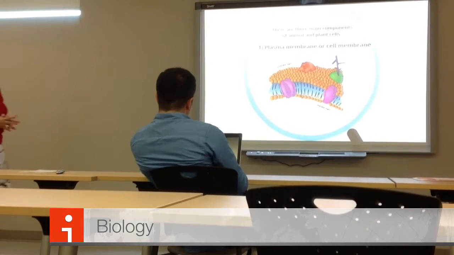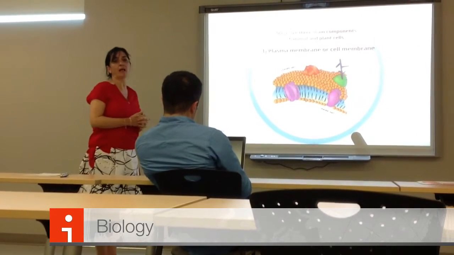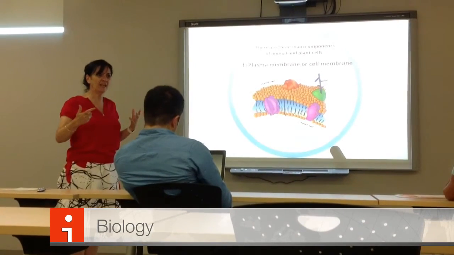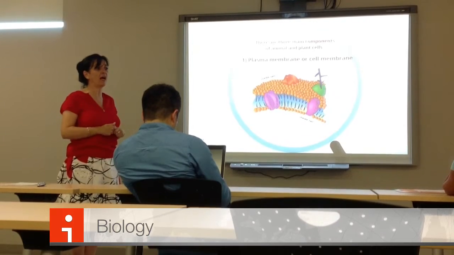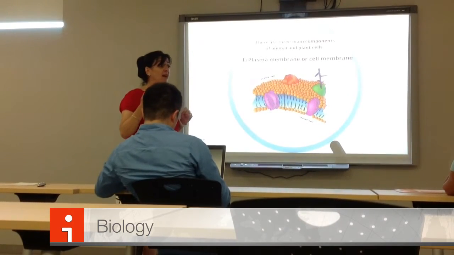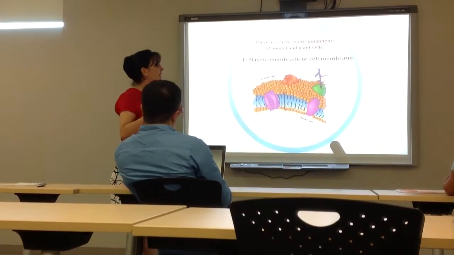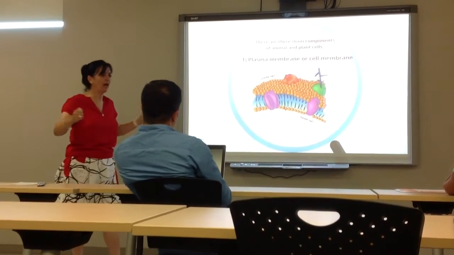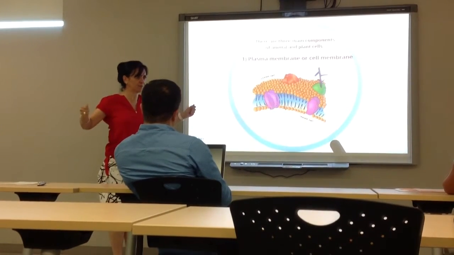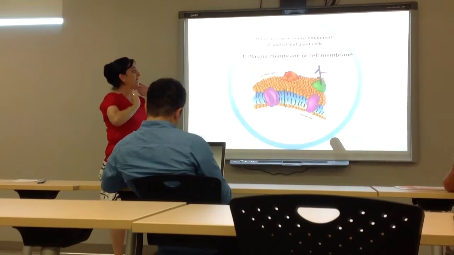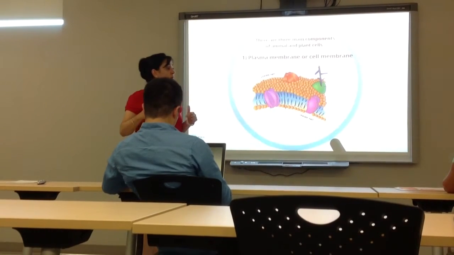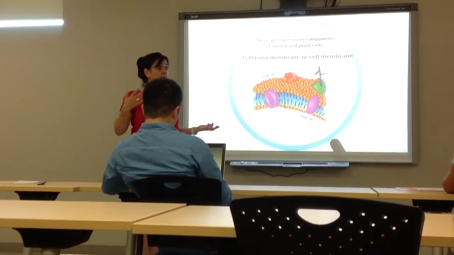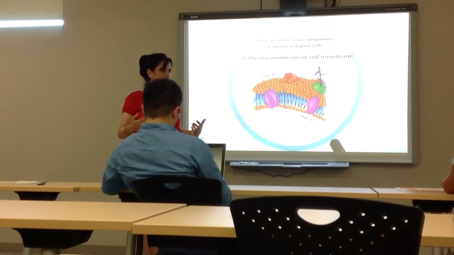Well, there are three main components of all animal and plant cells. Let's think like if a cell was a city. A city that has a fortress. We can think that the plasma membrane or cell membrane is a fortress, the one that allows or prohibits the entrance of substances.